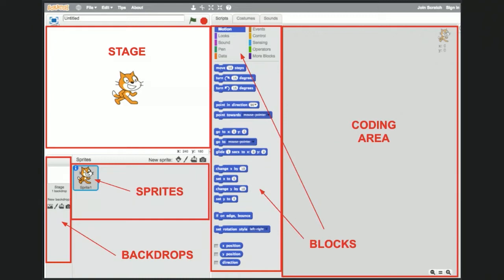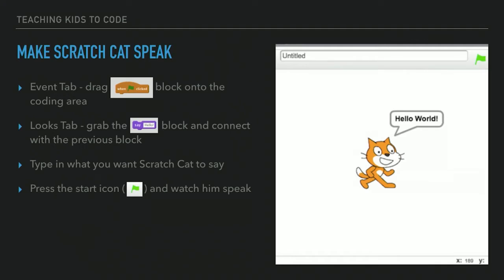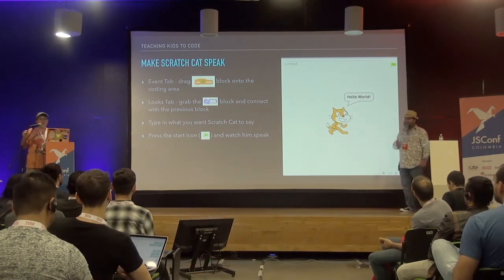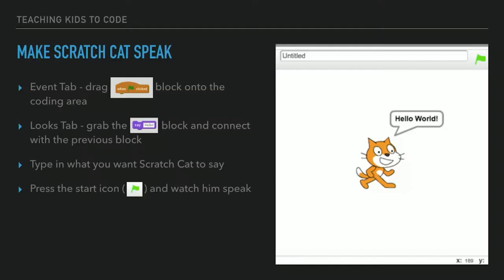Awesome. So next we're going to do just a quick start to get Scratch Cat talking. Scratch Cat, tell us a little bit. Who is Scratch Cat? Scratch Cat is the Mickey Mouse of Scratch. He's the default image that you get on every load. And so we're going to make Scratch speak.